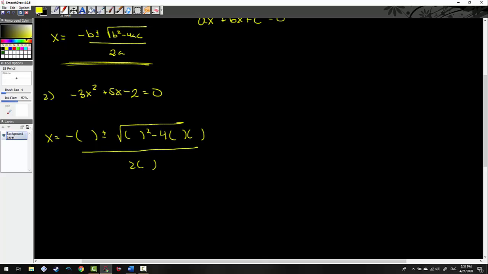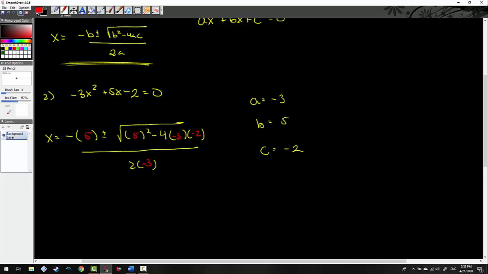So what are the values in this place? Well, a is equal to negative 3, b is equal to 5, c is equal to negative 2. So we plug those into our formula here. Negative b would be negative 5, right? The negative on the outside, then the positive 5. b squared would be 5 squared. Minus 4, a would be negative 3, c would be negative 2. And then all over 2a, which would be negative 3 again. Whoops, my apologies, negative 3.